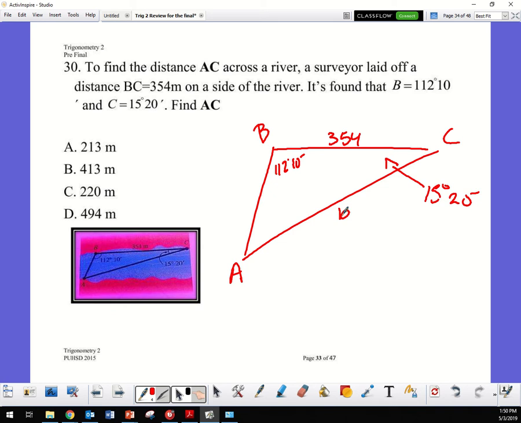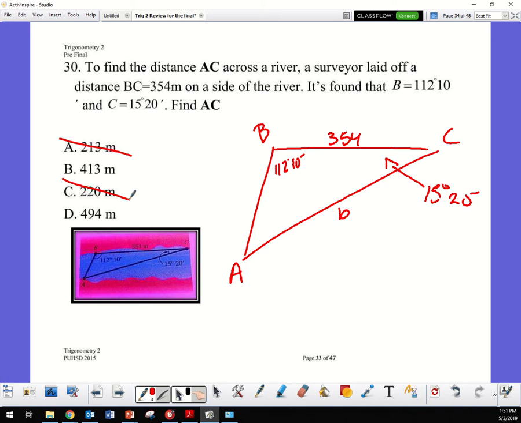Two answers are eliminated. Why are two answers eliminated? Because B is the biggest. B has to be the biggest, right? And 354. Okay, that's good. So two answers are eliminated there. Dano snapped his finger. That was a narwhal snap right there. The two answers are gone.